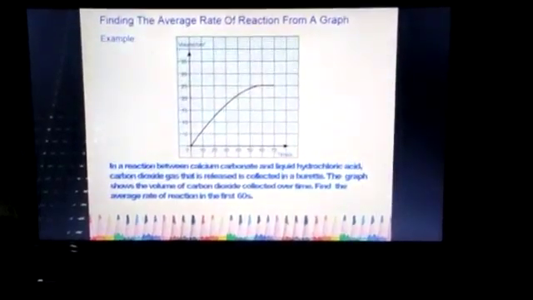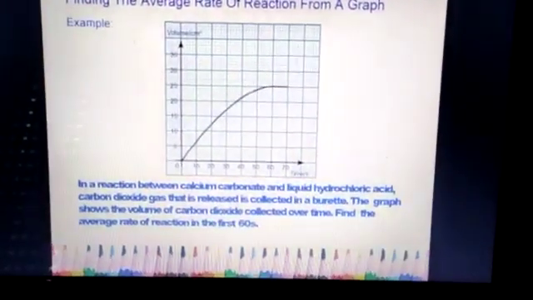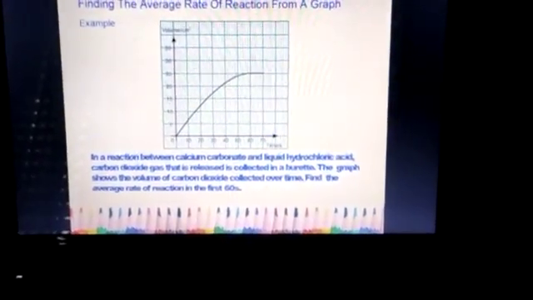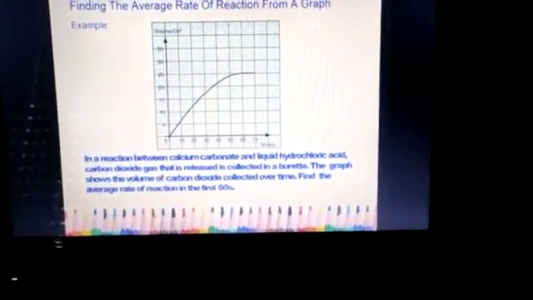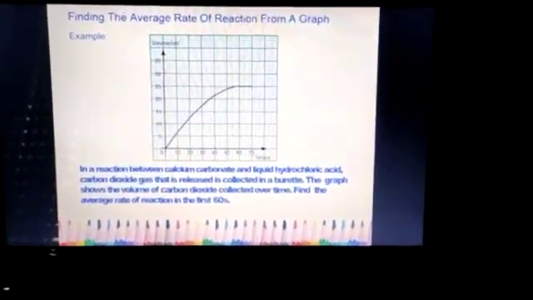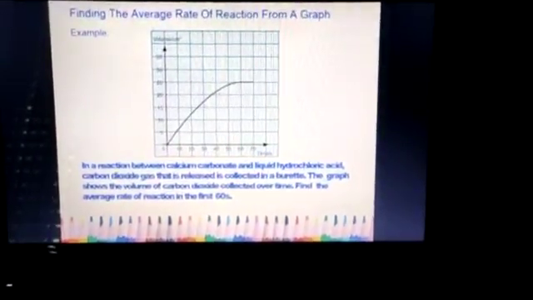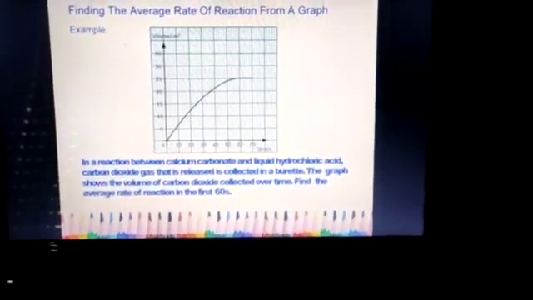Here we have an example. We have volume in cubic centimeters and time in seconds. In a reaction between calcium carbonate and liquid hydrochloric acid, the carbon dioxide gas that is released is collected in a burette. The graph shows the volume of carbon dioxide collected over time.